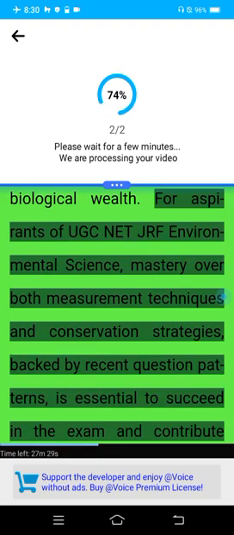For aspirants of UGC NET JRF Environmental Science, mastery over both measurement techniques and conservation strategies, backed by recent question patterns, is essential to succeed in the exam and contribute meaningfully to sustainable ecological stewardship.